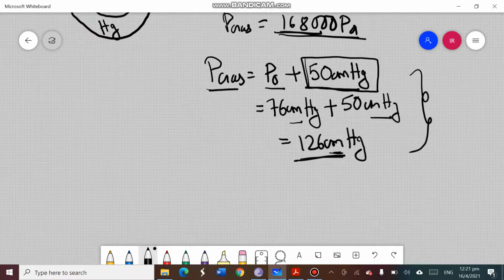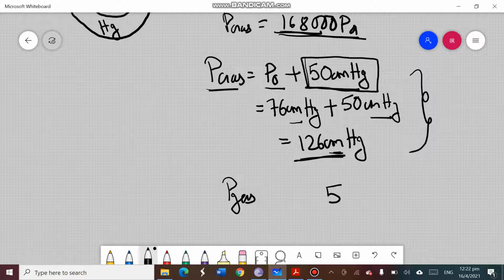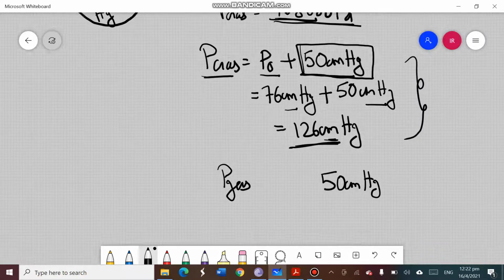So if the question asks you what is the extra pressure the gas supply is exerting, or above atmospheric pressure it is exerting, you write 50 centimeter of mercury alone. You can't write anything else. You don't have to write the atmospheric pressure or add the atmospheric pressure. You just have to say 50 centimeter of mercury.